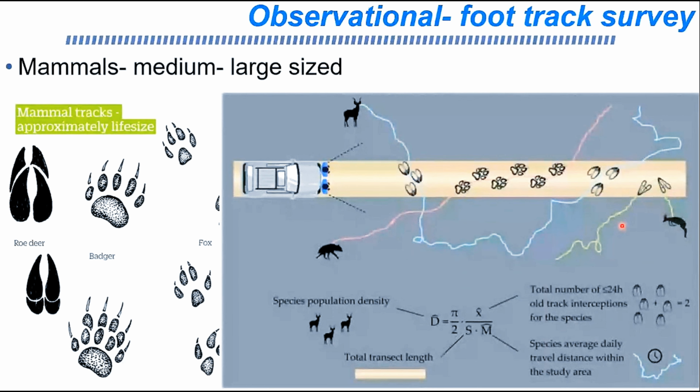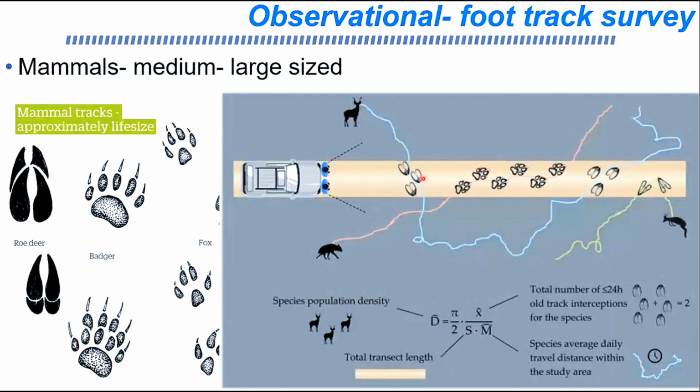Now, the next method, which we normally use for medium to large sized organisms, is called the foot track survey. If you go into the forest where there is no tar road, and normal soil is present, you can have a look at the tracks left by the animals. As they travel from one place to another in search of food or a mate, or hiding from predators, they will cross a particular predefined path. This is the path on which you're going to travel by vehicle, or maybe on foot. They will try to cross this path.